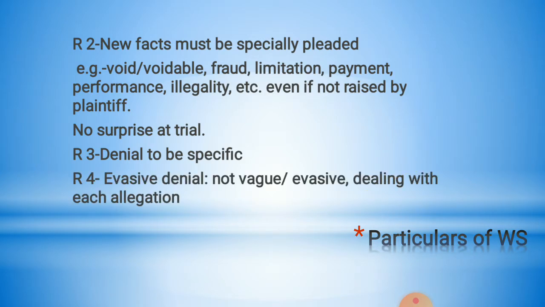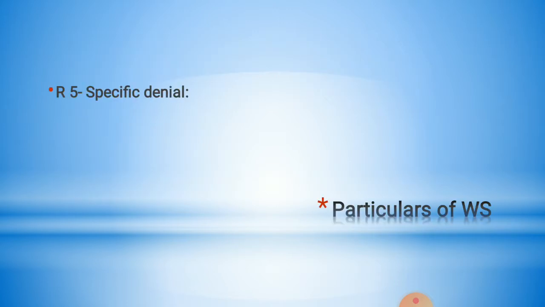Now, how should the denial be? According to Rule 4, the denial should not be vague or evasive. The denial must deal with each and every allegation of the plaintiff. For example, if it is alleged that the defendant received a certain sum of money, it shall not be sufficient to deny that he received that particular money. But how will he have to deny? He will have to deny that he received that sum or any part thereof. He will have to deny it completely.